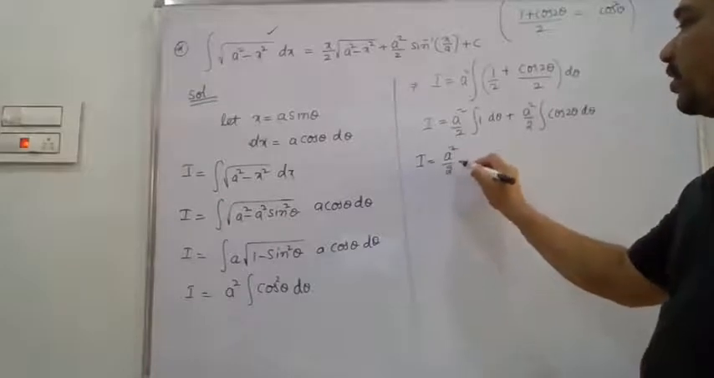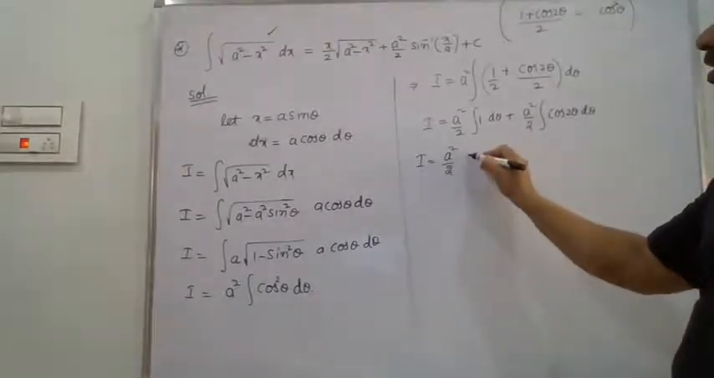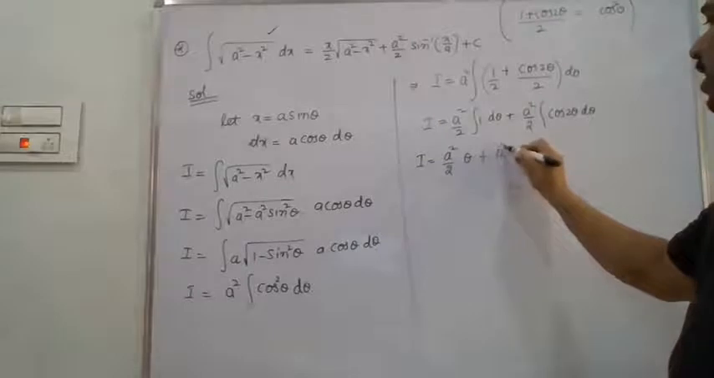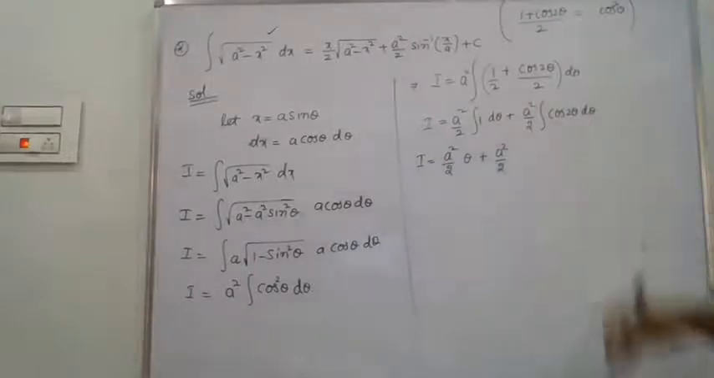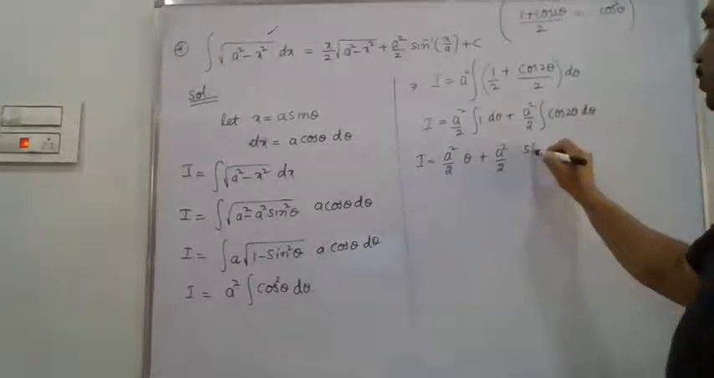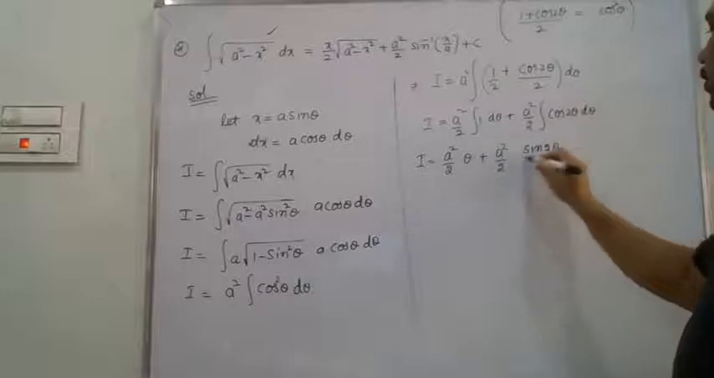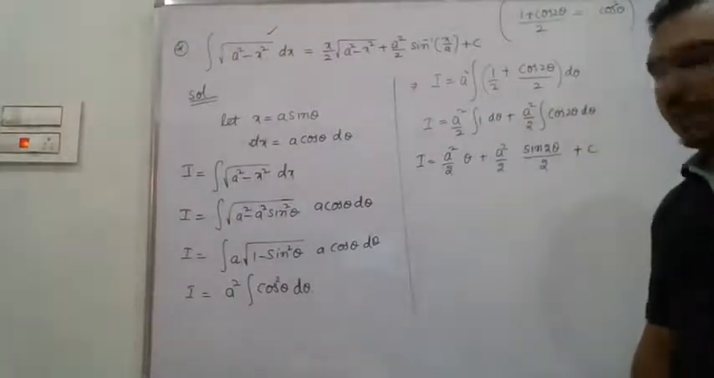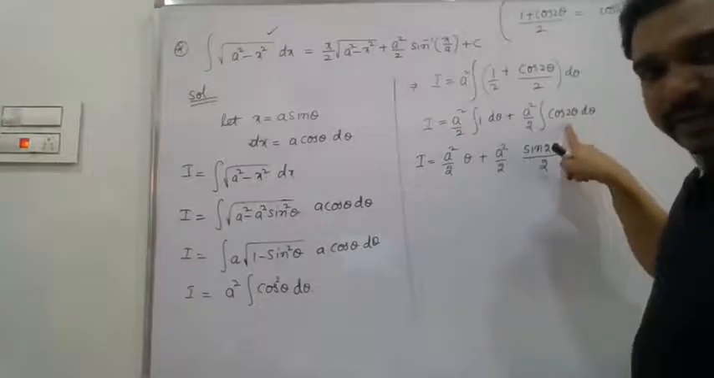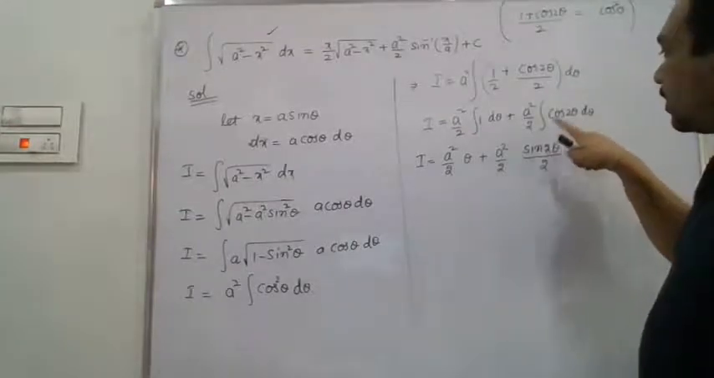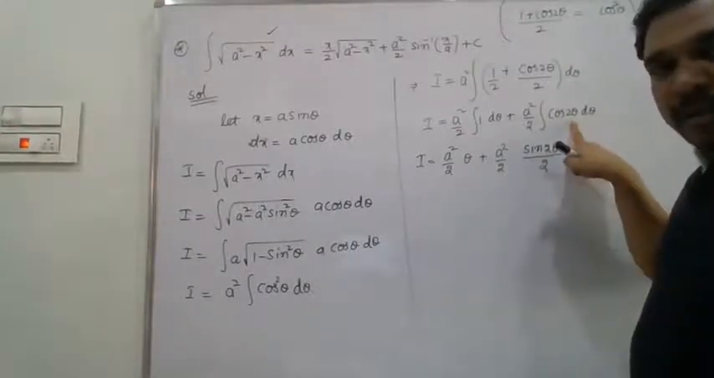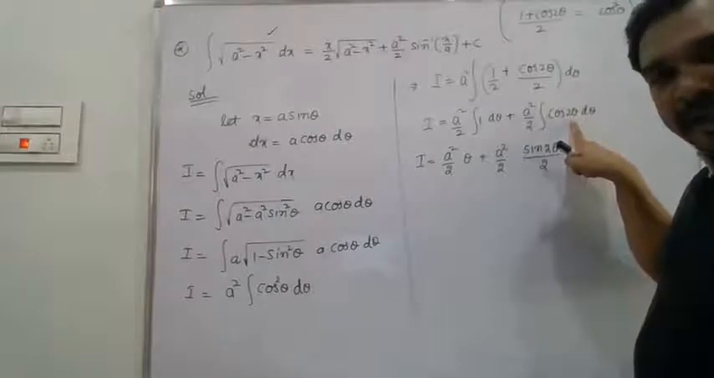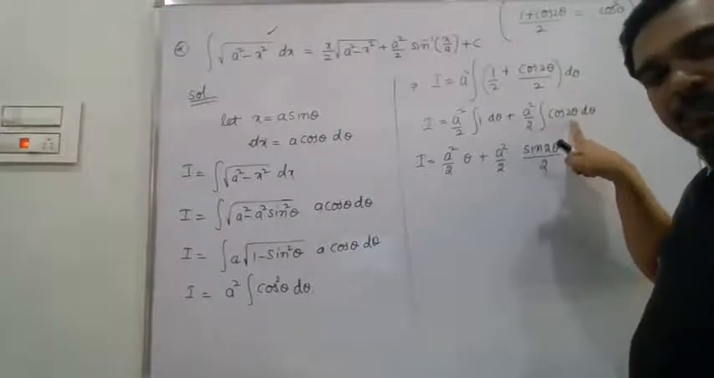A square by 2 into integration of 1 d theta is what? Theta. Plus a square by 2 into integration of cos 2 theta is what? Sin 2 theta by 2 plus constant. So integration of cos theta is sin theta, but integration of cos 2 theta is what? If it is integration of cos ax, then it is sin ax by a.